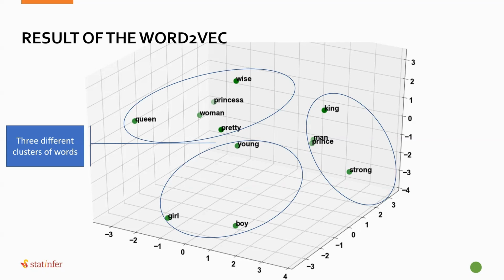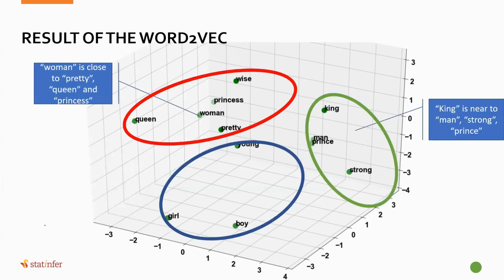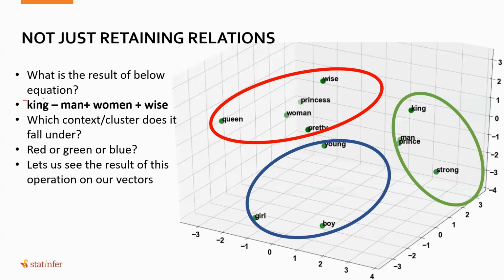Word2vec is so powerful that it is almost equivalent to our human logic. Let's say I ask you a logical question. I take the king vector and subtract the manly properties from the king. After removing manly properties, you add woman properties. After that, you add wise properties. Take king, subtract man out of him, add woman, add wise. Now logically, if you create a new vector out of it, where should that vector come according to your human logic, is it red or blue or green?